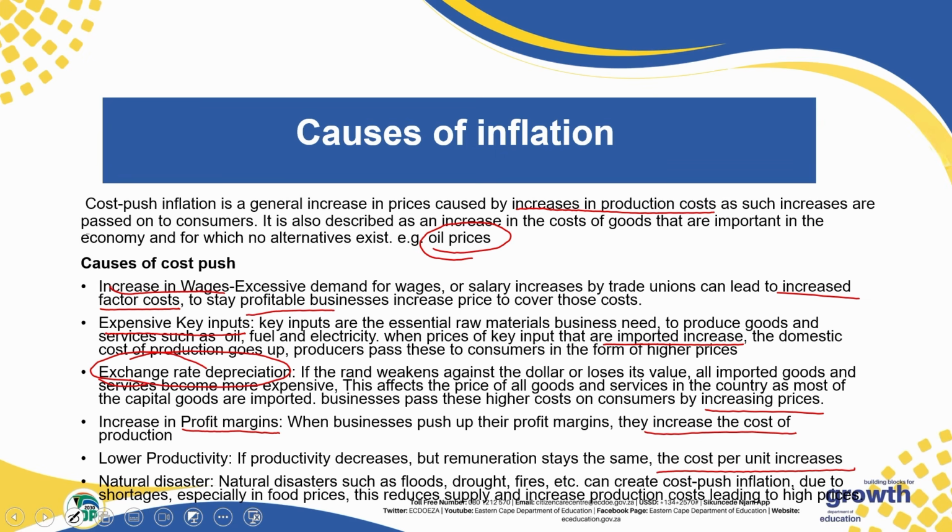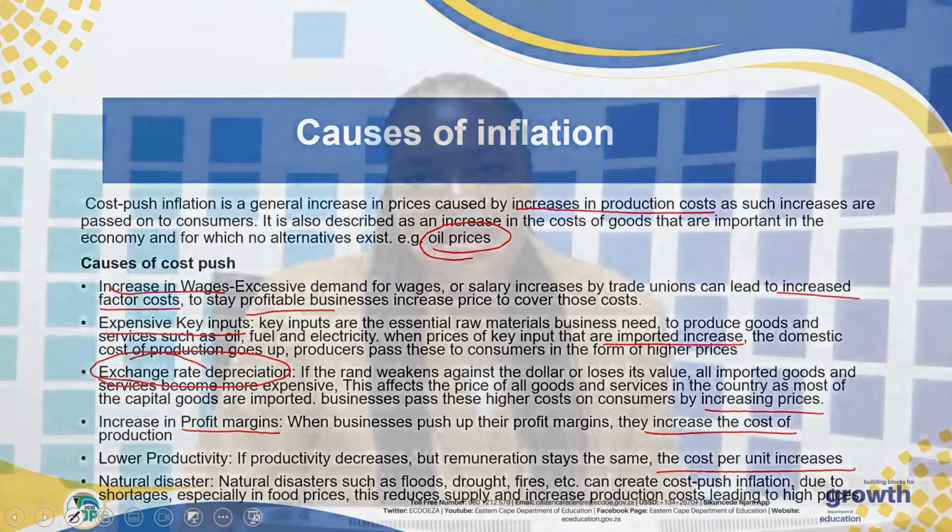Natural disasters. How do natural disasters cause inflation? Natural disasters such as floods and drought do create cost push inflation due to the shortages they cause, especially in the food industries. So when there are natural disasters such as floods, they may limit or reduce the supply of goods and services, leading to higher prices, and this will be passed on to consumers.